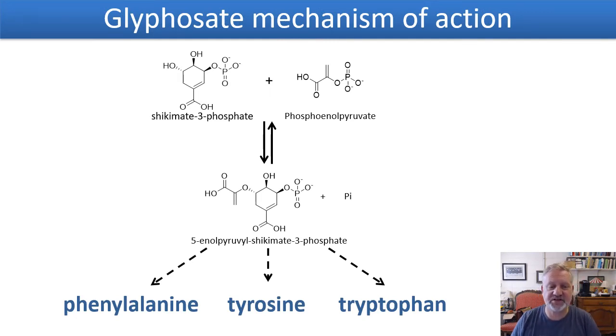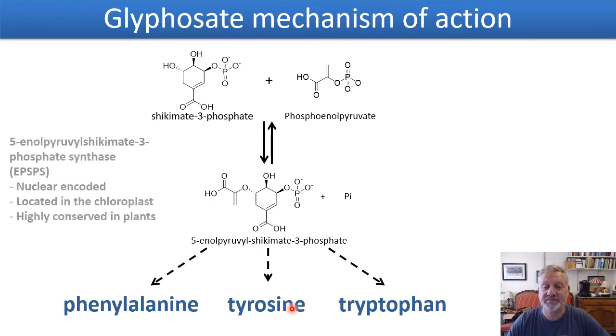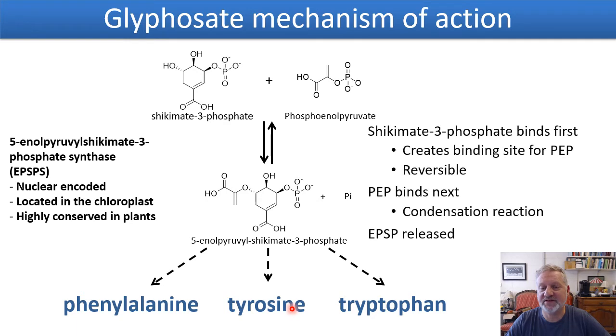The enzyme being targeted is this enzyme right here that's involved in the synthesis of phenylalanine, tyrosine, and tryptophan, these aromatic amino acids. The enzyme is nuclear encoded and is located in the chloroplast. This reaction is pretty complicated. One of the substrates, this one, binds first. It creates a binding site for PEP. PEP binds next. That leads to the reaction producing EPSP, and the product of the reaction is released.